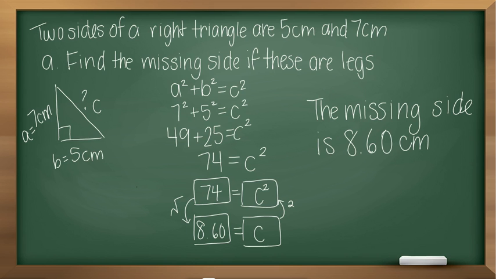And then on the way down, we do the opposite. So the opposite of squaring something is taking the square root. So we're going to take the square root of 74. You can use a calculator to help you, but you should also think in your head, 74 is between which two perfect squares? Well, 64 is 8 times 8, and 81 is 9 times 9. So we know that our answer should be somewhere between 8 and 9, which it is. It's approximately 8.60. So the missing side is 8.60 centimeters.